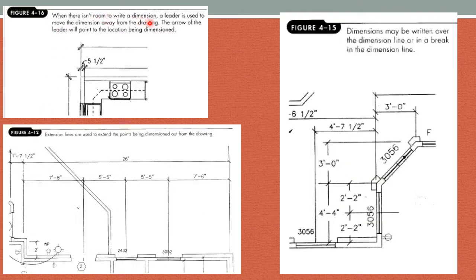Where there isn't room to write a dimension, we'll use a leader. 5.5 inches, telling you that this location here, because there's no way I could fit 5.5 inches in there. Or I may have extension lines that put all my dimensions in a row and outside the clutter of the drawing. I can break my dimension line with my dimensions, or I can put my dimensions on top of the dimension line. Either one is acceptable.